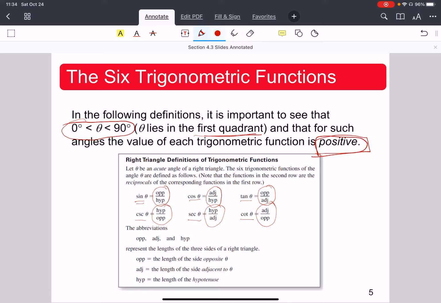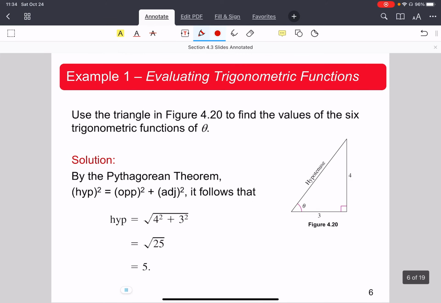Using all this, we're able to define all these trig functions. Again, the idea is very similar to what we learned before, but now we're making it more abstract, using this concept of a generic right triangle. Here's an example to show how a right triangle is useful. The problem says use the triangle given to find the values of the 6 trig functions of theta. I don't exactly know what theta is, but I should be able to find all the values for the 6 trig functions.